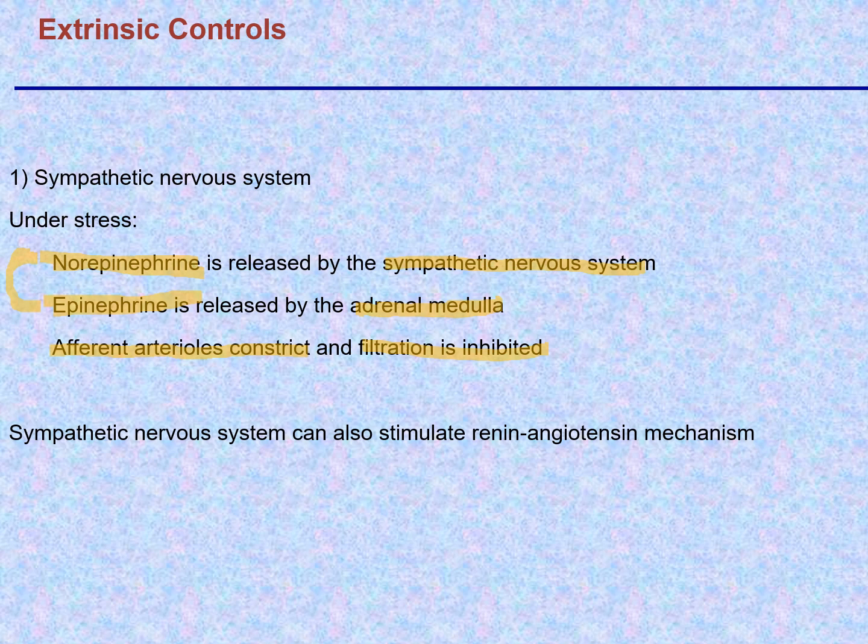The next thing I'll talk about for extrinsic controls is the renin-angiotensin mechanism or system, but I should tell you that the sympathetic nervous system can also stimulate that on its own as an extrinsic trigger. But the renin-angiotensin mechanism on its own also has an effect.